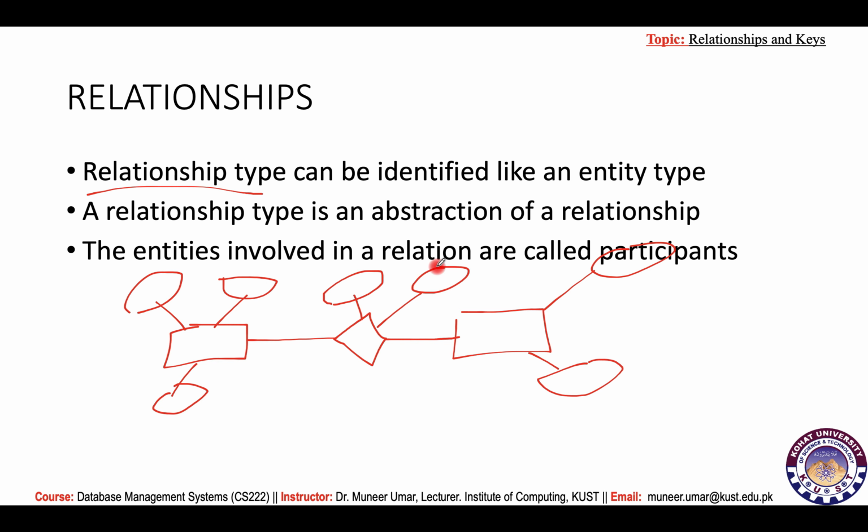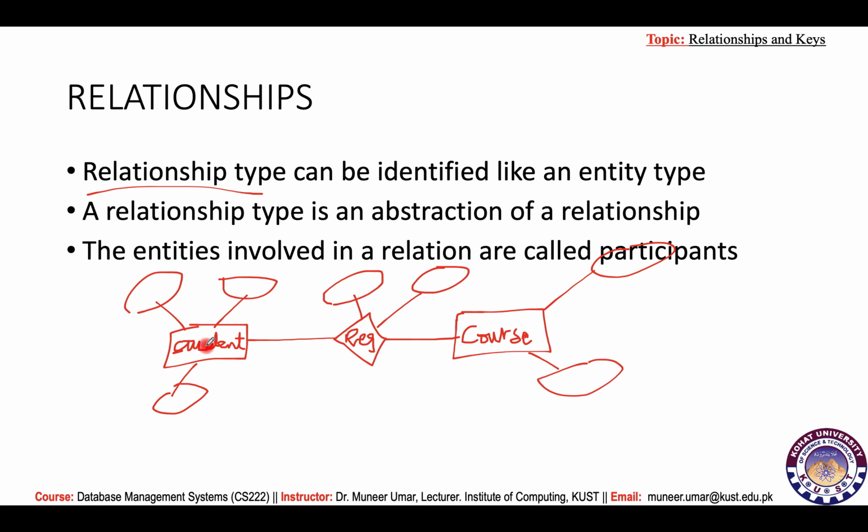A relationship type is an abstraction of a relationship. The entities involved in a relationship are called participants. So here we have a relationship and two participants, which are two entity types. An example of this scenario: suppose we have student, and this one is, let's say, course, and this one is register.